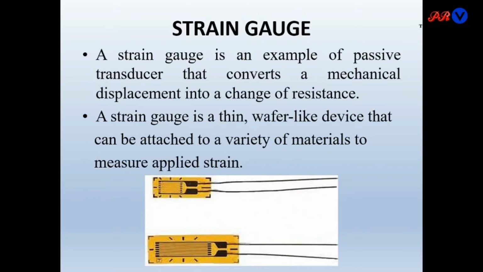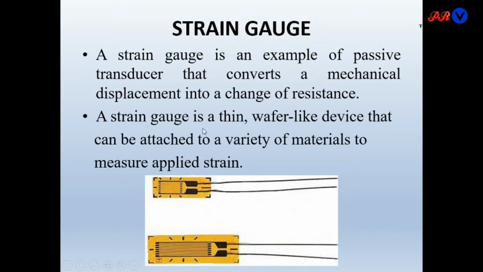So strain gauge. A strain gauge is an example of a passive transducer. It converts a mechanical displacement into a change in resistance, and this change in resistance is proportional to the change in the displacement.